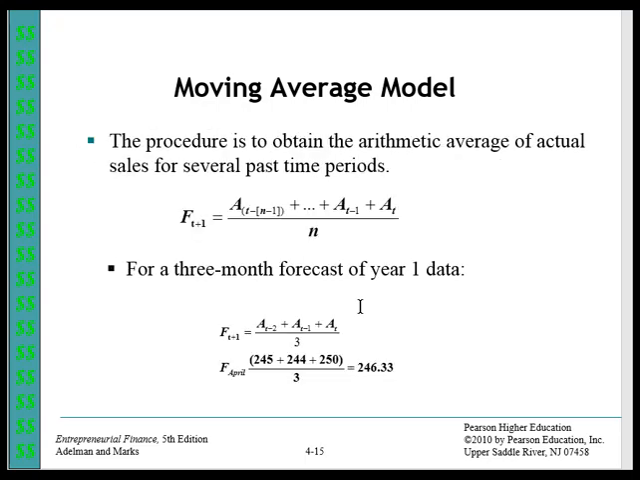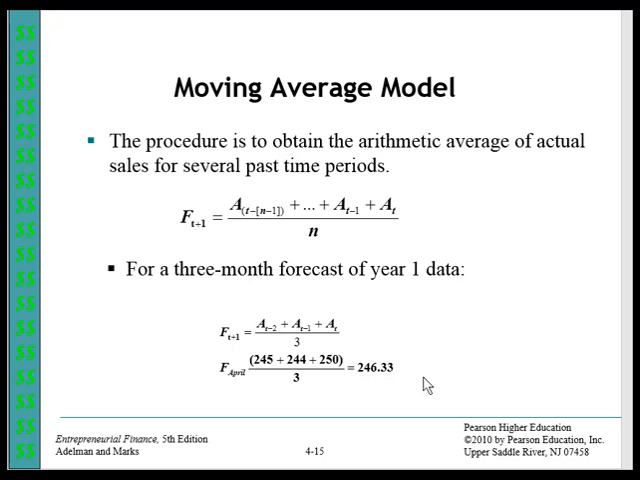So here's a better example. Let's say we use 3 months, right? So we're going to use the first 3 months of the year, essentially. So here you have the 3 months. The numbers were 245, 244, 250. So the average is 246.33. That is the forecast for April, based on the 3 previous months, January, February, March. That's the forecast for April.